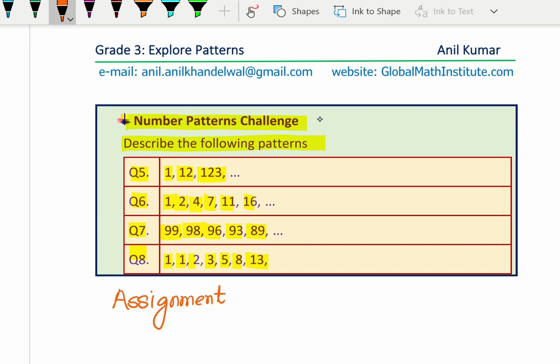Perfect. So it is an assignment for you. Try to describe these particular patterns, right? So we did the first four, and now these four are kind of difficult. Think about it and then describe it. Let me take one example here. For example, in question number 6, the pattern is something like this, which is 1, 2, 4, 7, 11.